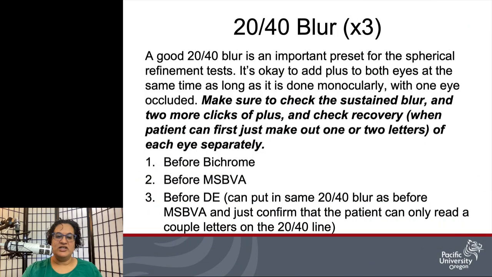If there's not a lot of change in your spherical refinement between bichrome and MSBVA, you can put the same value for your third 20/40 blur in as you had for your second 20/40 blur. So if you do want to bring a post-it to the proficiency just to jot down that 20/40 blur and reuse the same value, you can do that.